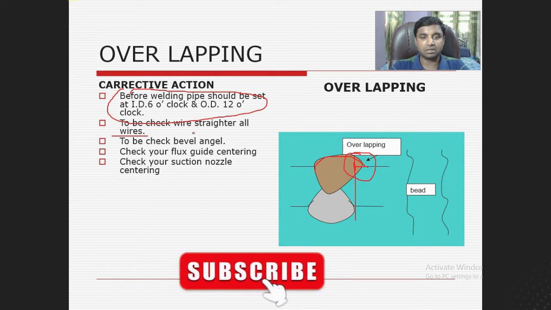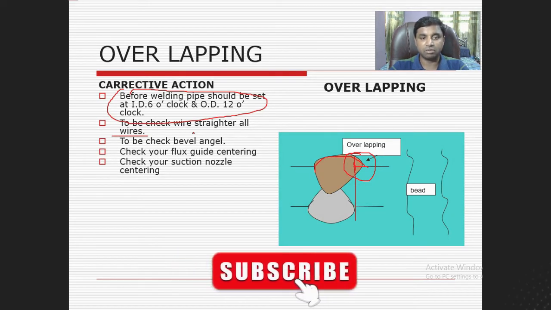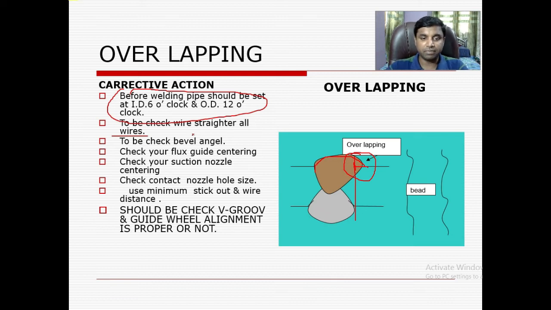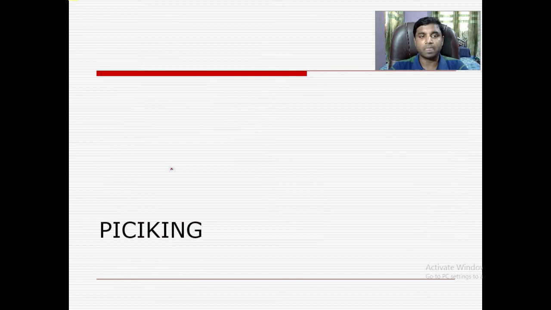Check your suction nozzle centering. Suction nozzle centering also should be checked. Check contact nozzle hole size. We have to check the contact nozzle hole size. All this important information you have to check in your WPS. Use minimum stick out and wire distance. This is very important. Check that the V groove and guide wheel alignment is proper or not. This is also important. So all these things are the corrective actions to be taken for overlapping.